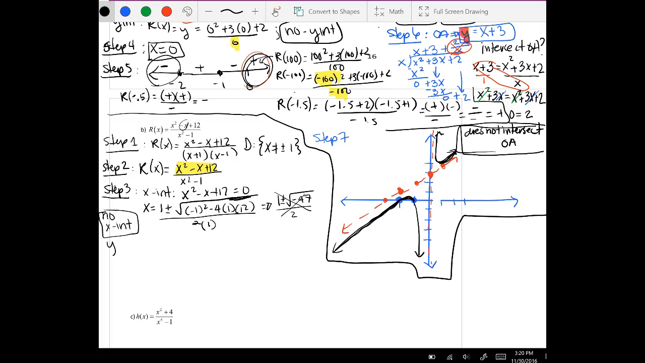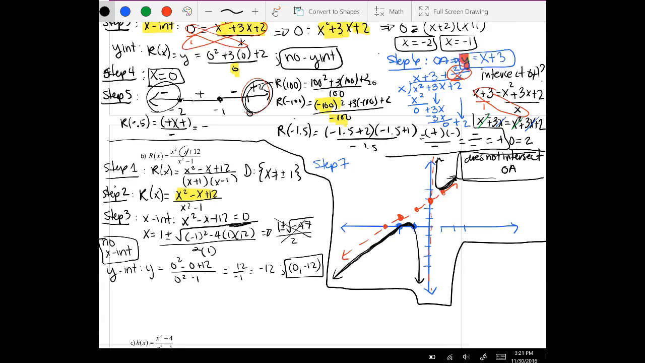The y-intercept is when x is 0. So y equals 0 squared minus 0 plus 12 all over 0 squared minus 1. So that's really 12 over negative 1, which is really negative 12. And you can write it as 0 comma negative 12 as well. So we have a y-intercept. Okay, so that's just step number 3.